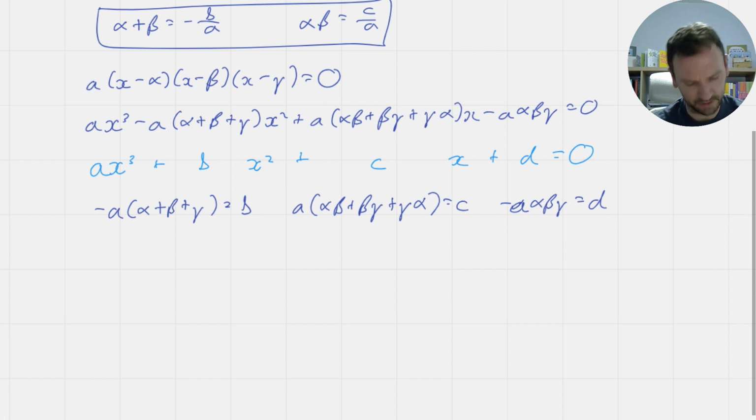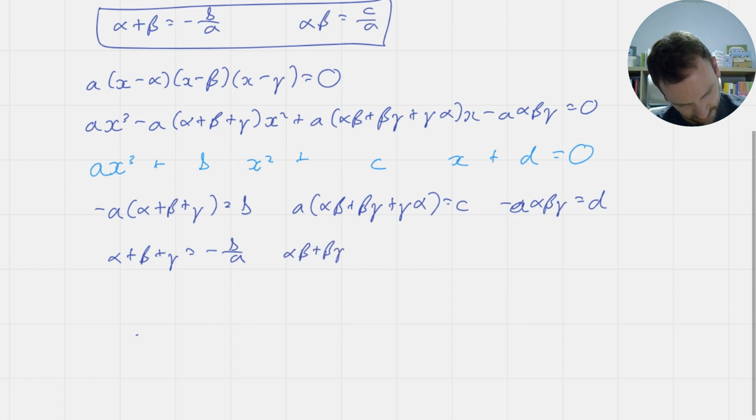Again, we won't normally state them in this form. The form you'll normally see them in is dividing by negative a in this first one. The sum of the roots, alpha plus beta plus gamma, is equal to negative b over a. We're going to get that the sum of the product of each pair of roots. So we're taking, there's 3 possible pairs of the roots, alpha beta, beta gamma, and gamma alpha. The sum of those, again dividing by a this time, is equal to c over a. And finally, the product of the roots, alpha beta gamma, is equal to negative d over a.